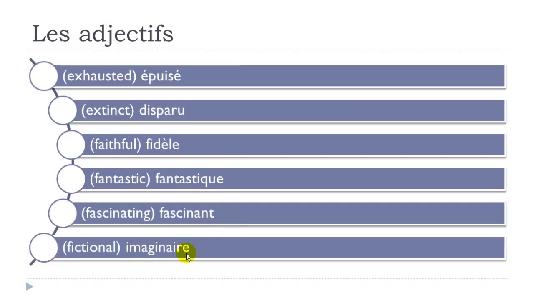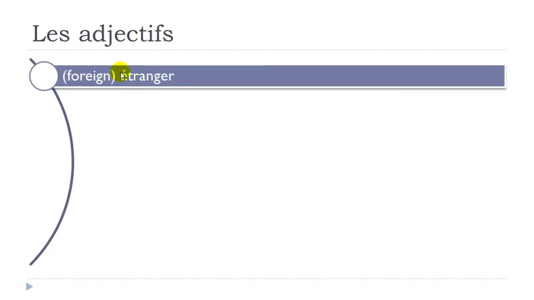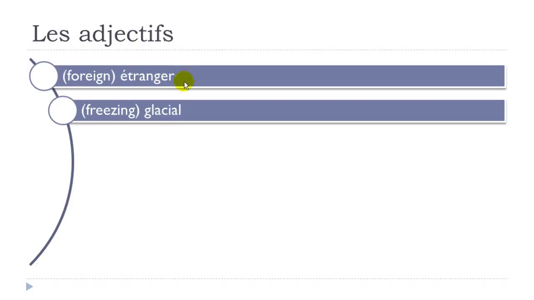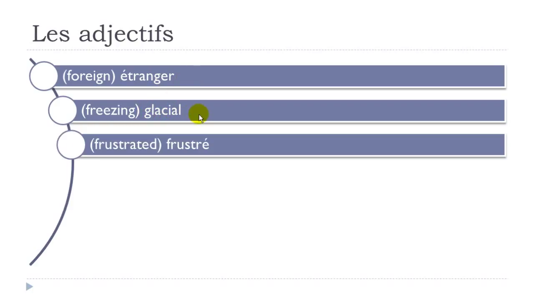Imaginaire. Final not pronounced. Imaginaire. Imaginaire. Étranger. You gotta remember R at the end. Et. So after that, well, before that, sorry. G. So étranger. Étranger. Glacial. Frustré.